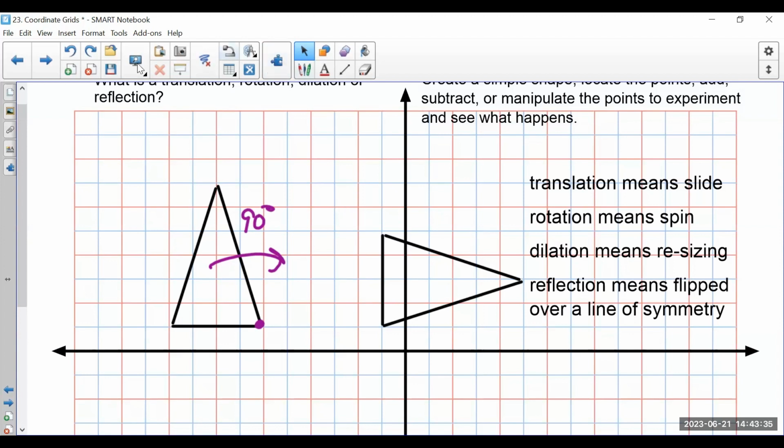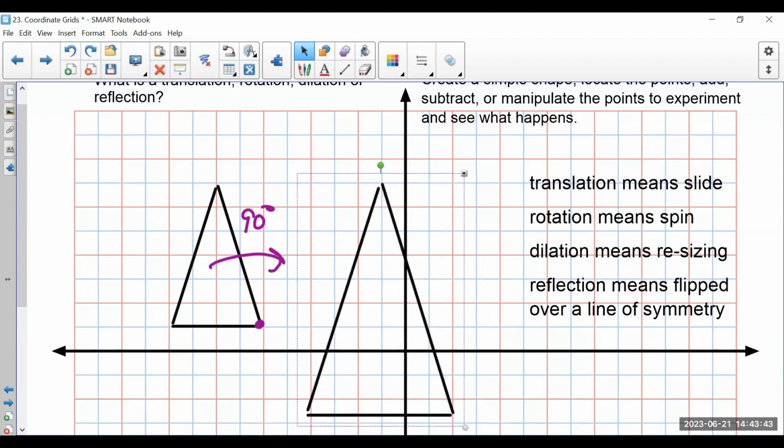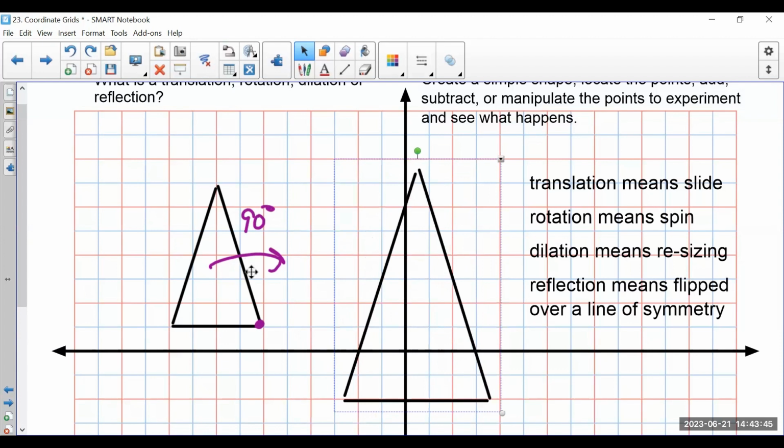Okay. Dilation. A dilation is when you're actually changing the size of it. So if I took my numbers here and said I doubled them all, or somehow increased all of my numbers to make the same shape but bigger, that means I dilated.